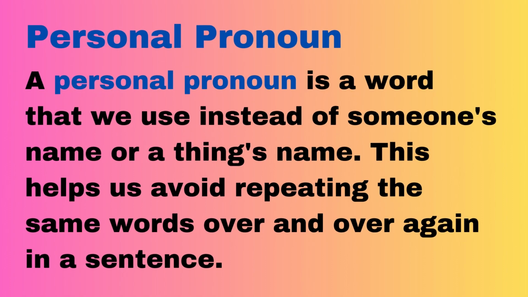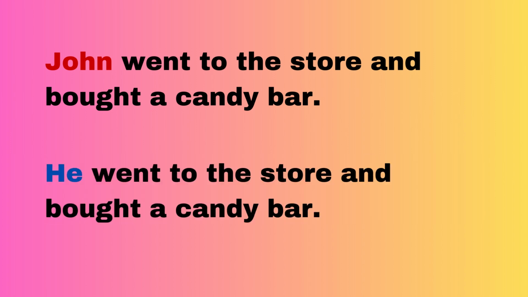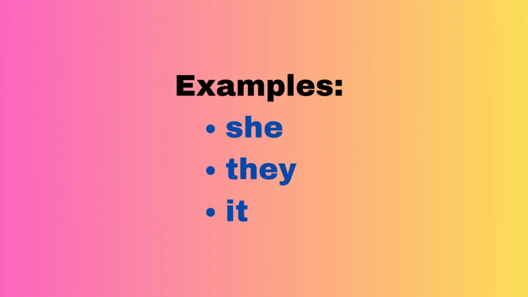Personal pronoun. A personal pronoun is a word that we use instead of someone's name or a thing's name. This helps us avoid repeating the same words over and over again in a sentence. For example, instead of saying, John went to the store and bought a candy bar, we can say, he went to the store and bought a candy bar. The word he is a personal pronoun. Other examples are she, they, and it.